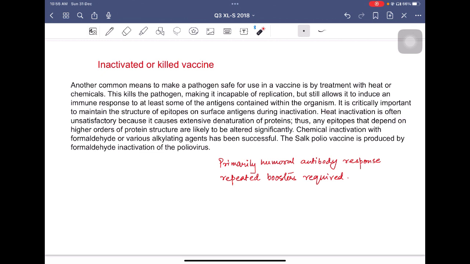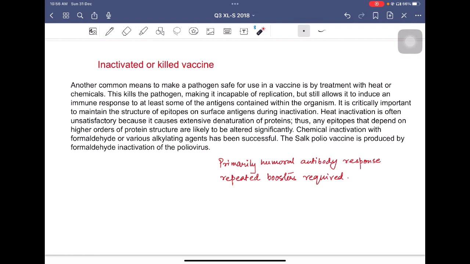Heat inactivation is often unsatisfactory because it causes extensive denaturation of the proteins and therefore it causes destruction of the epitopes. So, for example, epitopes that are higher orders of protein structures, like the tertiary structure of protein, are likely to be altered significantly because of heat denaturation. Chemical inactivation with formaldehyde can be used, or other alkylating agents can be used. The Salk polio vaccine is produced by formaldehyde inactivation of the poliovirus.